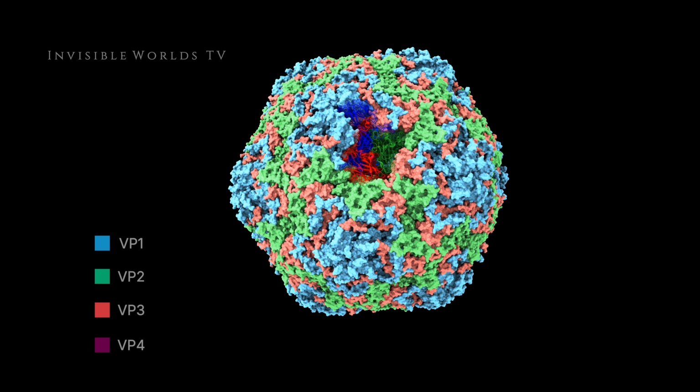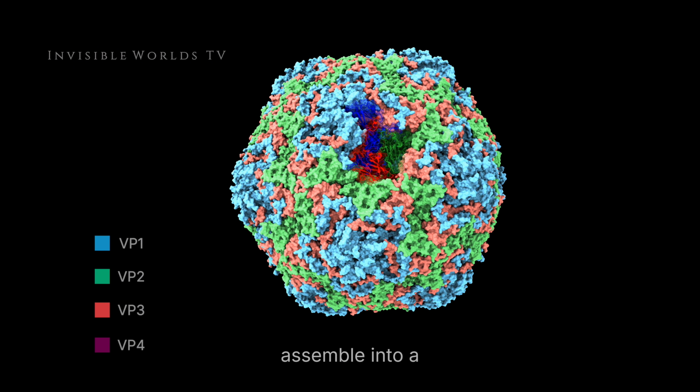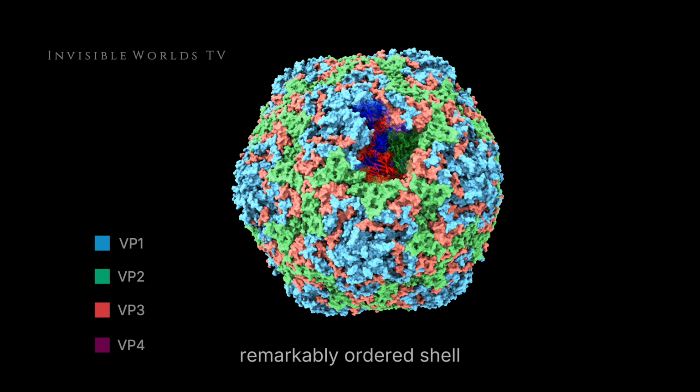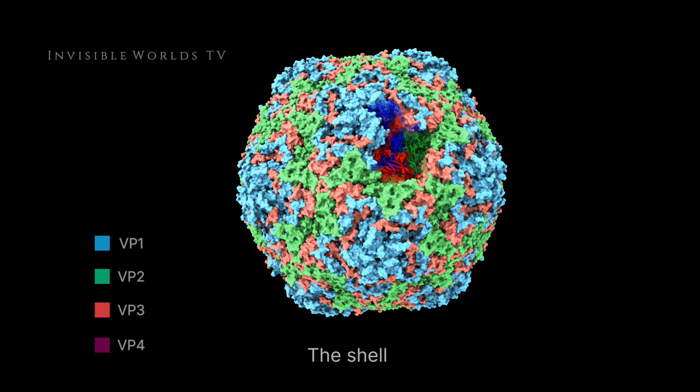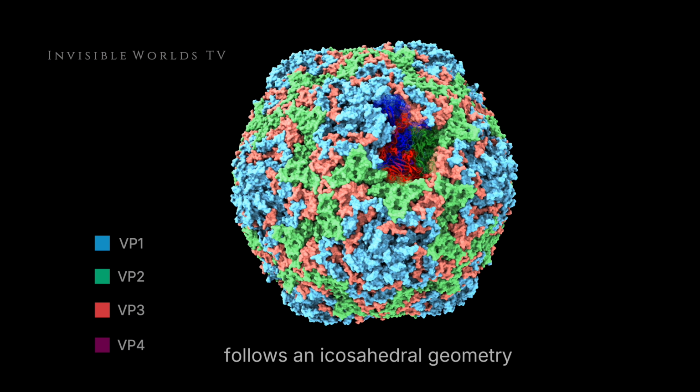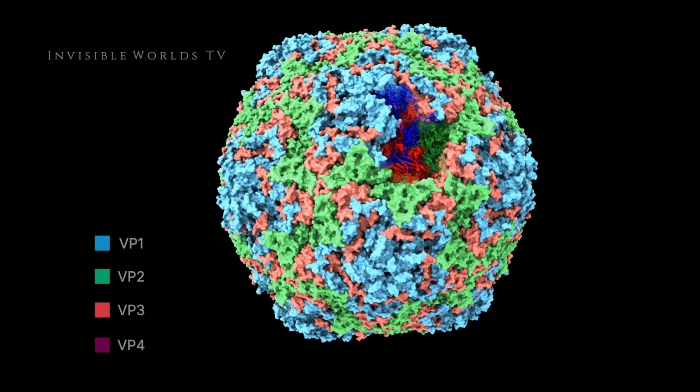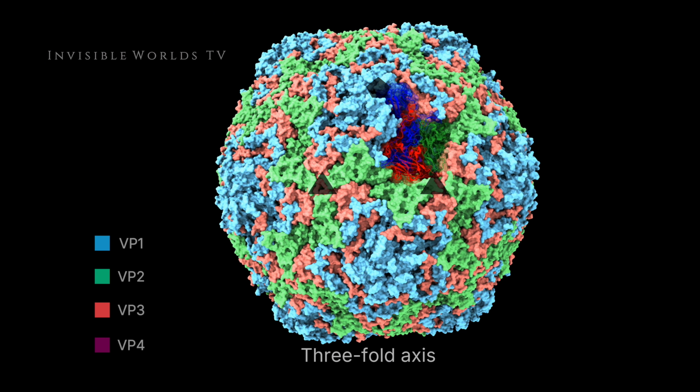Together, these repeating proteins assemble into a remarkably ordered shell. The shell, or the capsid, follows an icosahedral geometry: 5-fold axis, 3-fold axis, 2-fold axis. Rotate the pattern around each axis, and you begin to see the same geometry reappears again and again.